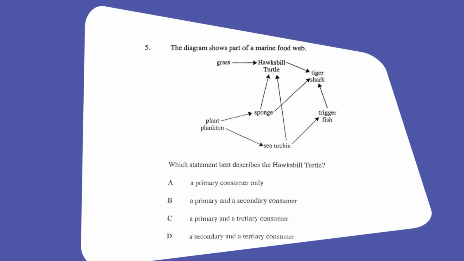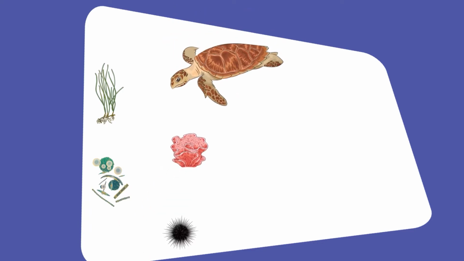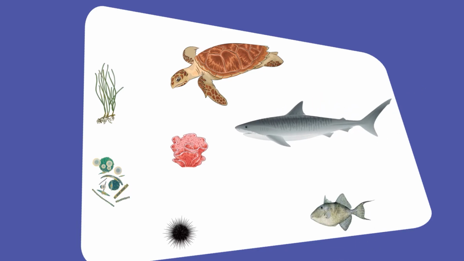To better understand what's going on with this food web, let's make it a little bit more visual. So according to the food web, there is seagrass and plant plankton, also called phytoplankton, along with sponges, sea urchins, the hawksbill turtle, a tiger shark, and also a triggerfish. Now, a food web shows us the food that is taken in by different organisms in the environment. However, unlike a food chain, it shows us different paths of food taken in by these organisms.